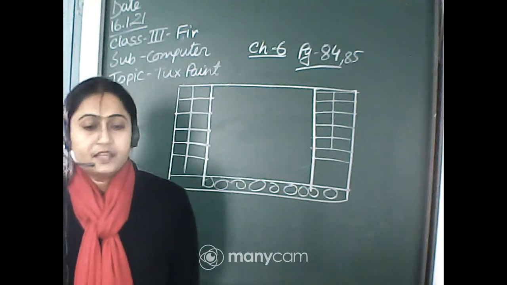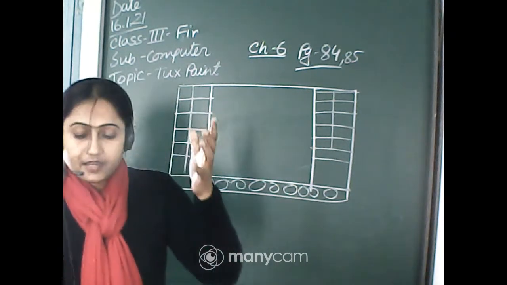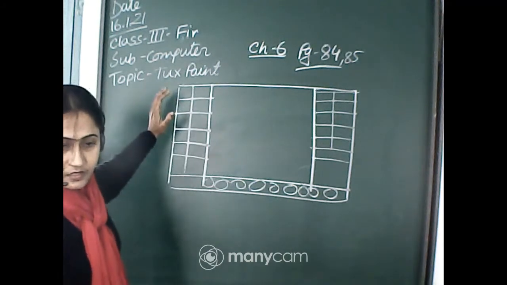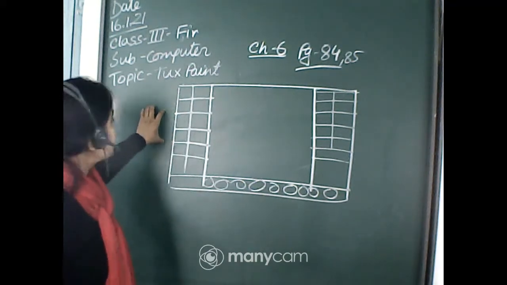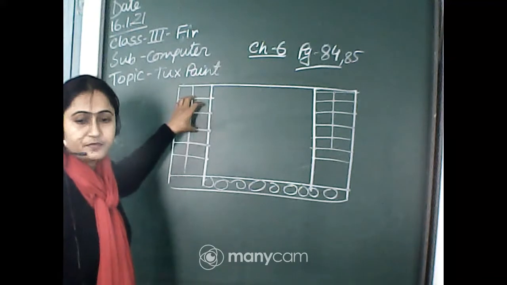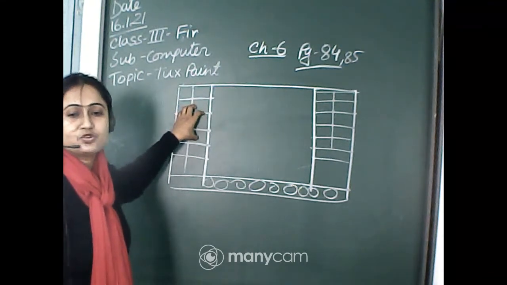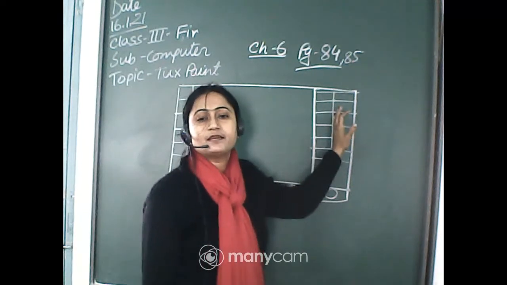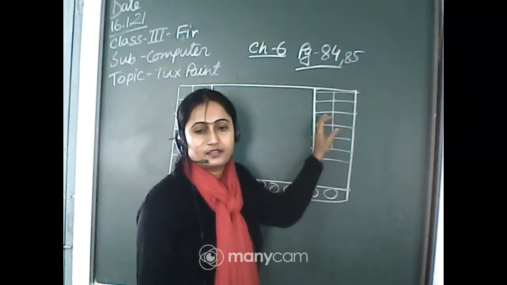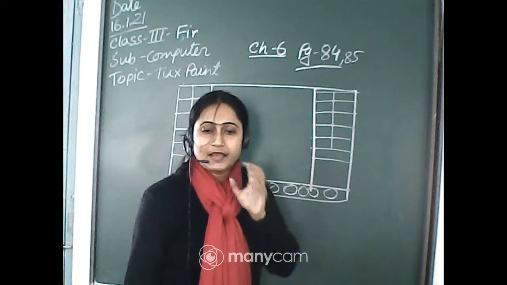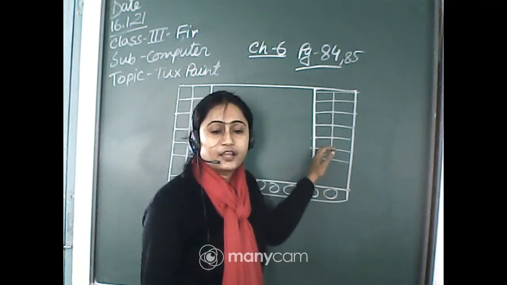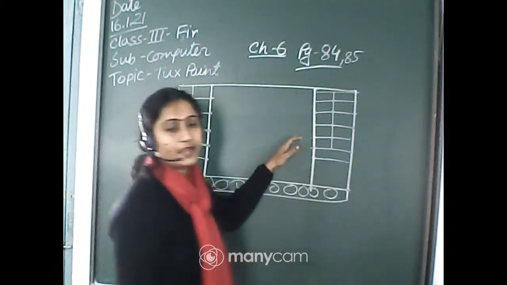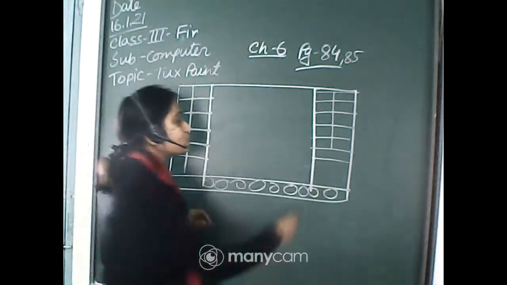Okay beta, from the toolbox you just choose the magic tool. When you select the magic tool, you can see the magic tray on the right side. There are different magic effects there. From the magic tray you can choose any effect of the magic tool.